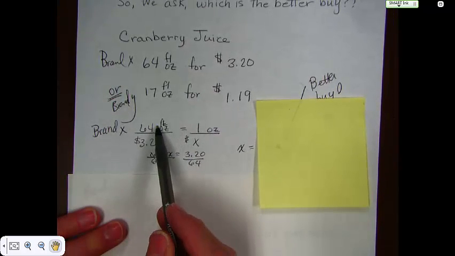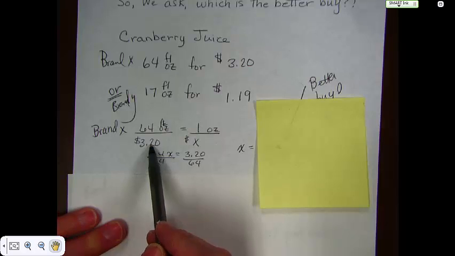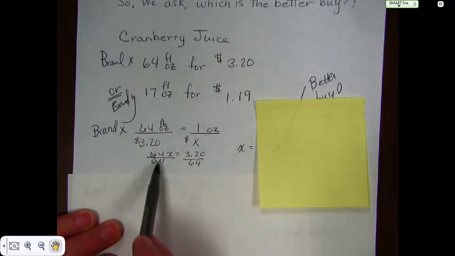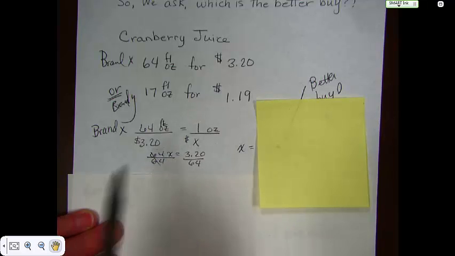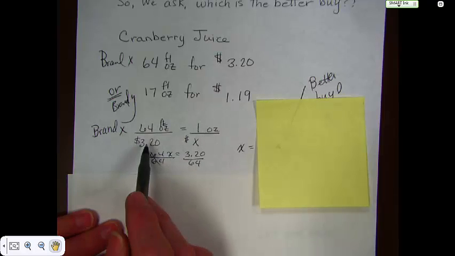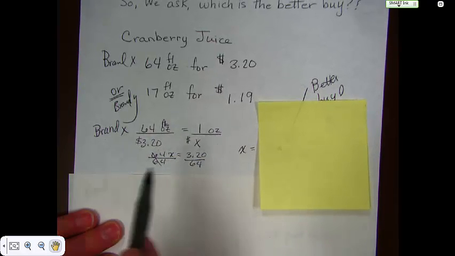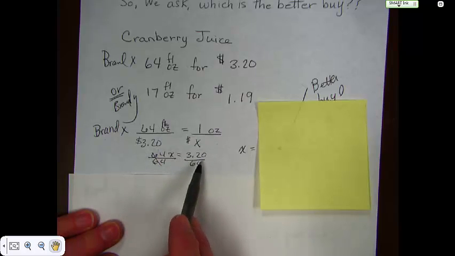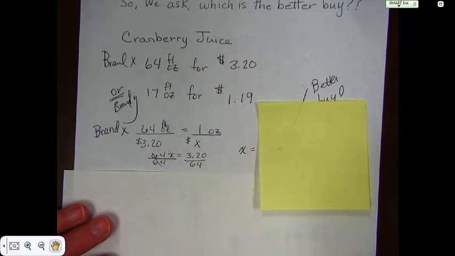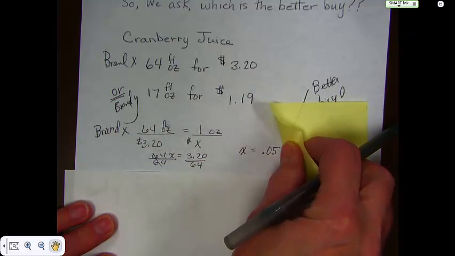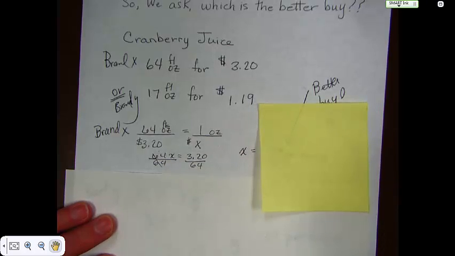Okay, so this is the way we'll set up the first one. We have 64 ounces is $3.20. 1 ounce is X dollars and cents. So we go ahead and solve. We've got to get the 64 out of here. We go 64 times X equals 320 times 1. 64X equals 320. Divide both sides by 64. You end up with a cost of 0.05 cents per ounce. Okay?